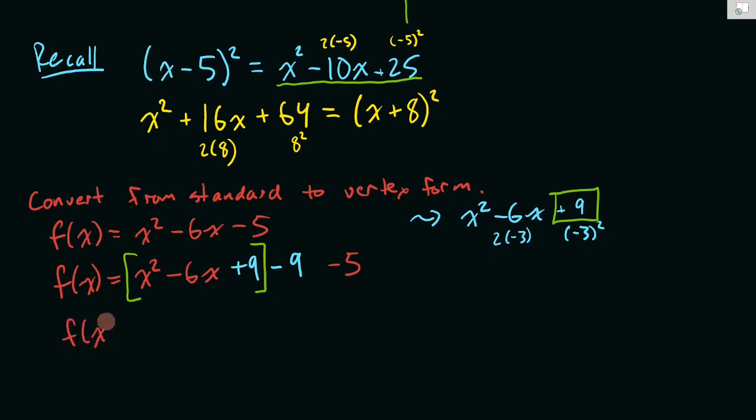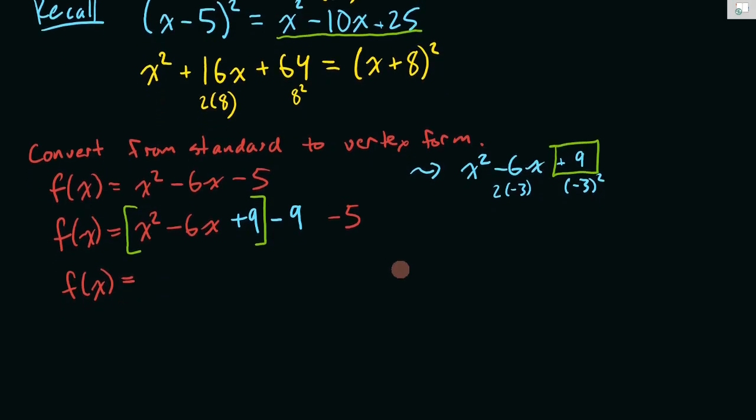f of x is, well, what's our perfect square here? This is (x minus 3) squared. And then outside, what are we left with? Well, negative 9 and negative 5 makes negative 14.